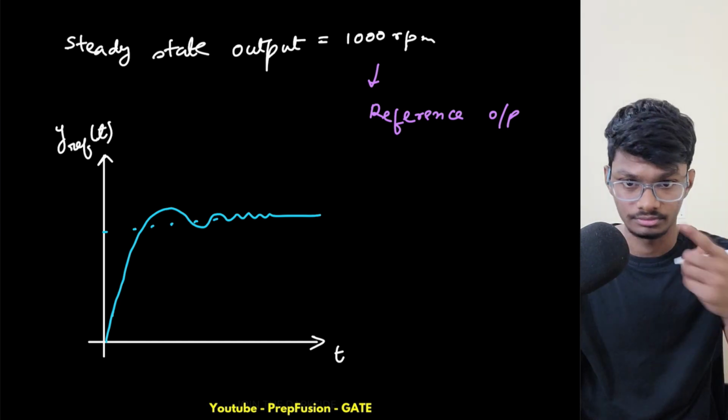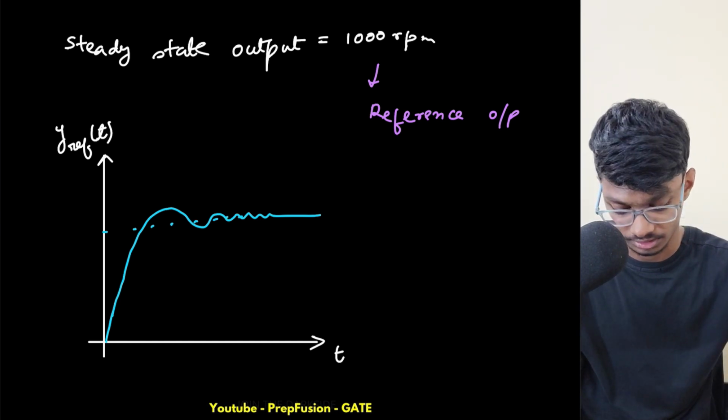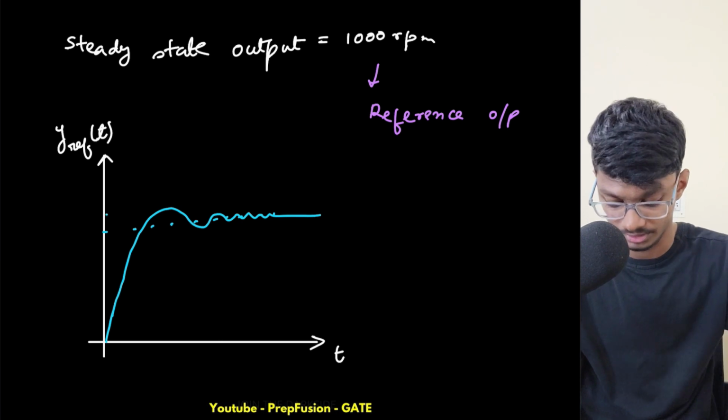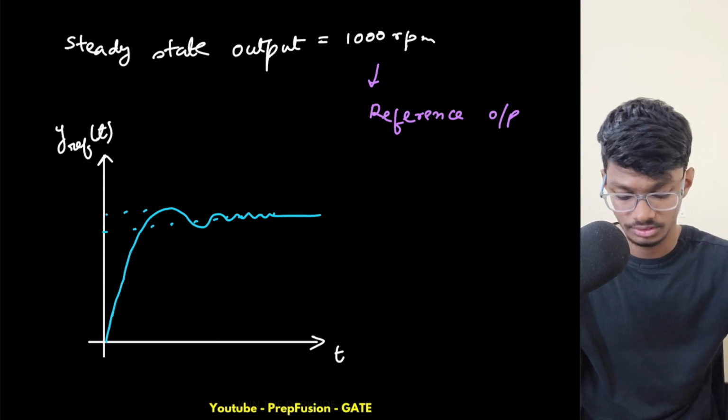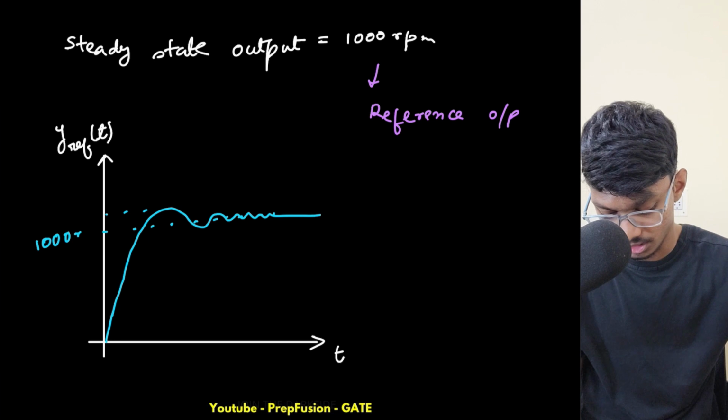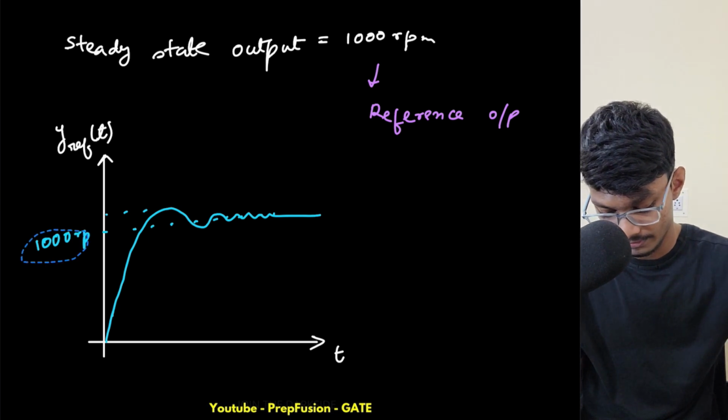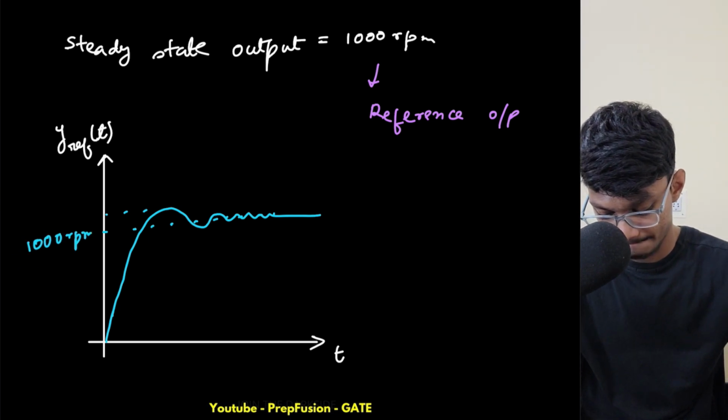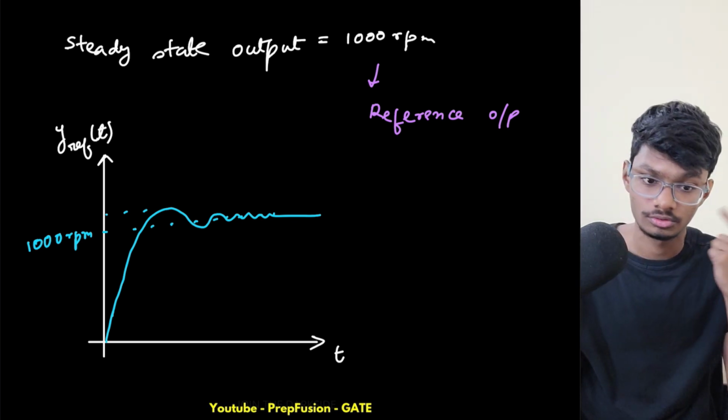This is for the underdamped case. Obviously, there will be some peak, and this will then settle to what? 1000 rpm. Now this will settle to 1000 rpm.